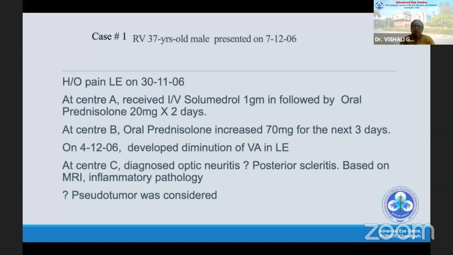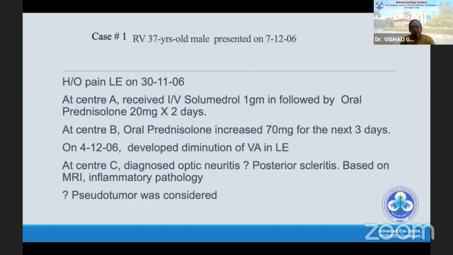Now this is a patient from 2006, it's a long time ago, a 37-year-old man who had pain in the left eye. He went to an outside center, had disc edema, and as we heard, once you see disc edema, don't wait, just give steroids. So he received steroids, IV followed by oral, and then went to center B. Again, oral steroids were increased, but despite oral steroids, he developed decrease in the vision.